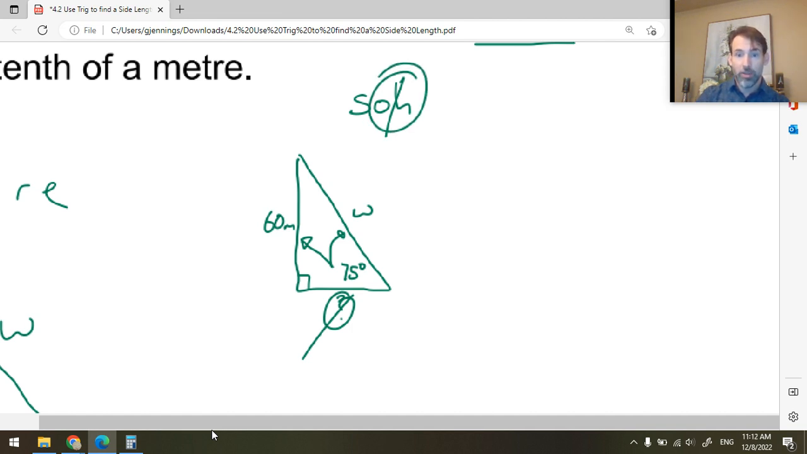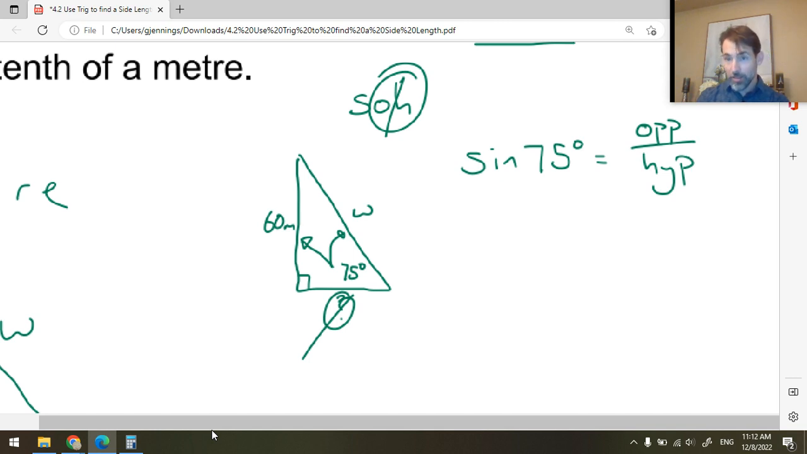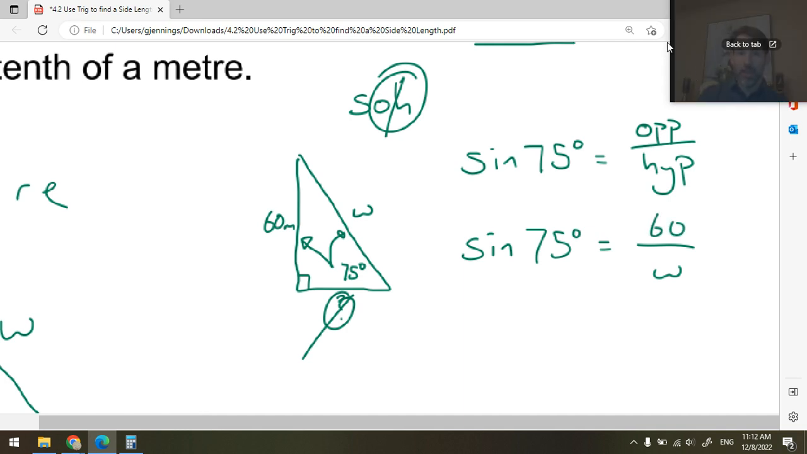So I'm going to start with this equation. Sine of 75 degrees is equal to, and you can even write it out, opposite over hypotenuse. And then go ahead and substitute in. Sine of 75 degrees is, I don't know the hypotenuse, but that's what I want to know. It's W. I do know the opposite, and it's 60. Okay. And then you go ahead and multiply both sides by W.